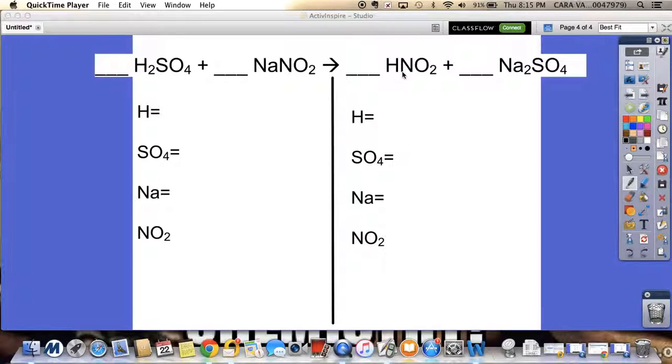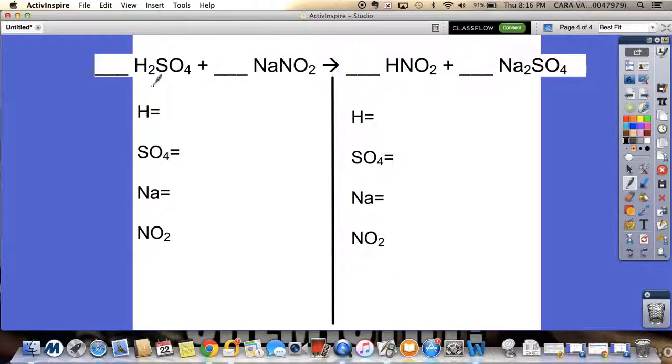And the same thing with the NO2. NO2 on the right, NO2 on the left. So when I'm counting my atoms, I'm actually going to count that NO2 as one whole ion. I'm not going to separate it out into nitrogen and oxygen. And the same thing on the sulfate. I'm going to leave the SO4 alone. I'm not going to separate that out into sulfur and oxygen.